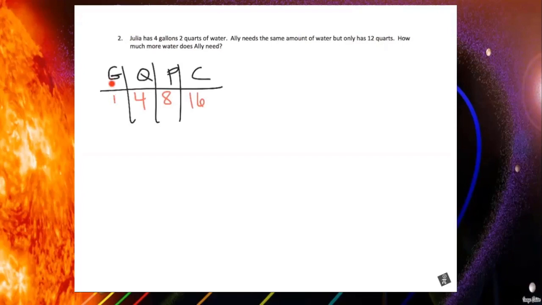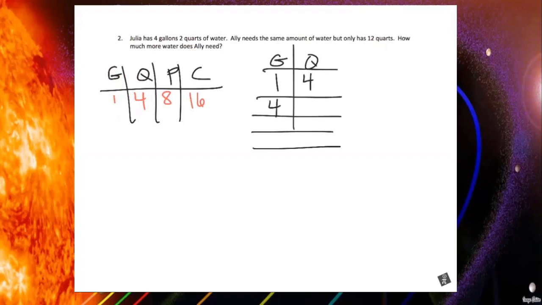So if we have 1 gallon, we have 4 quarts, right? 1 gallon is equal to 4 quarts. And so there's our conversion right there. So what if I have 4 gallons? Well, 1 times 4 is 4. So that means down here, 4 times 4 is 16. So 1 gallon times 4 is 4 quarts. So that means 4 gallons times 4 is 16 quarts.